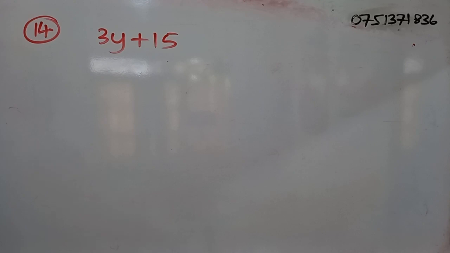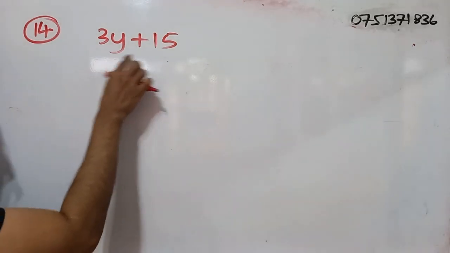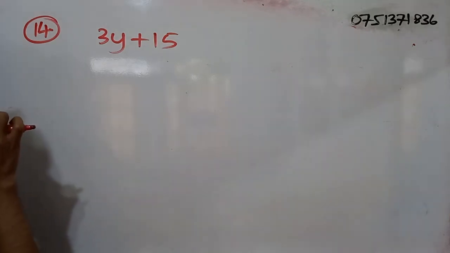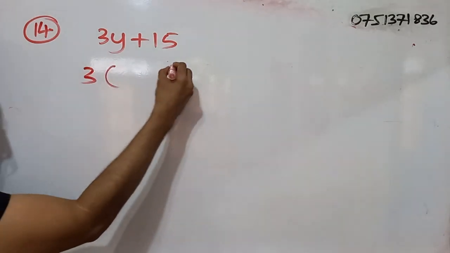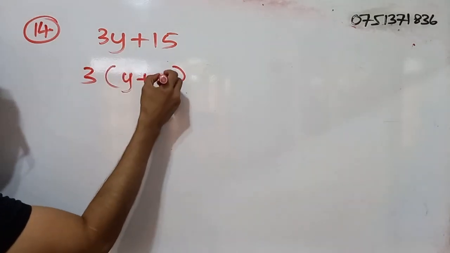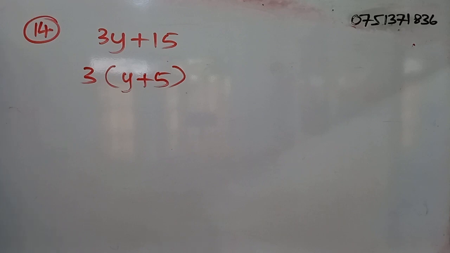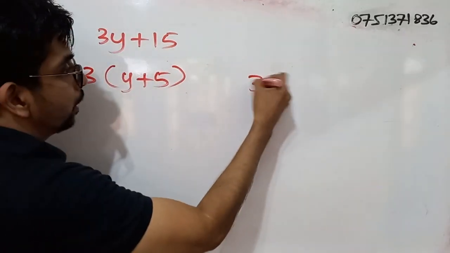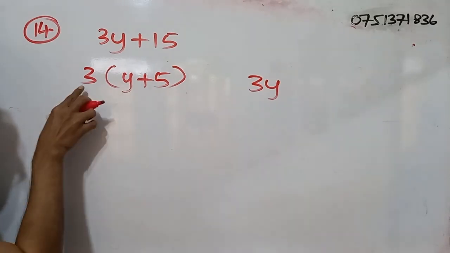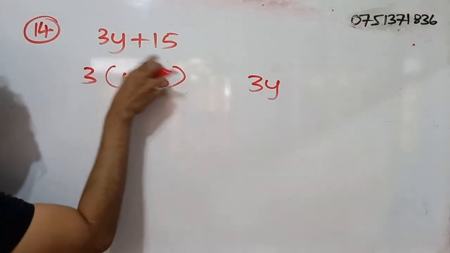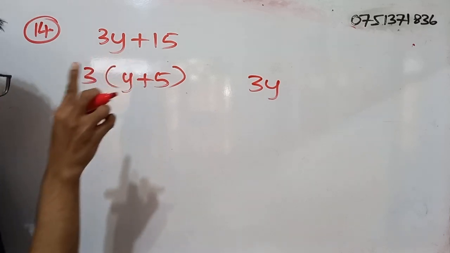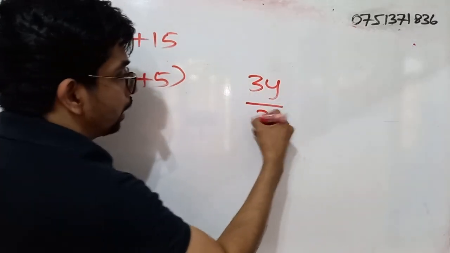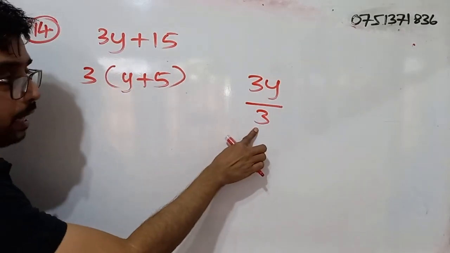Right. Question number 14. So, we have been given this expression to factorize. Right? So, this expression has 2 terms. So, we can take the factor as what? 3. So, what goes inside the brackets? y plus 5, no? Right? Take 3y. So, we have chosen 3 as the factor of these 2 terms, no? So, 3y, that's the first term. We divide it by 3. This is the factor, right?